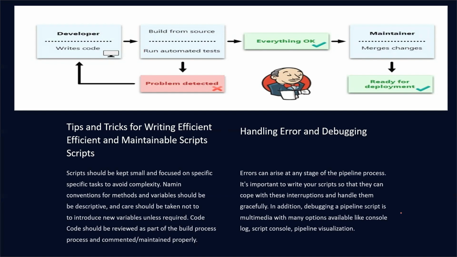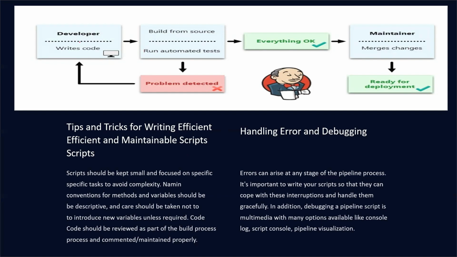How to handle the error and debugging in Jenkins. Errors can arise at any stage of the pipeline process. It's important to write your scripts so that they can cope with those interruptions and handle them gracefully. In addition, debugging a pipeline script is a must, with many options like console log, script console, pipeline visualization, etc.